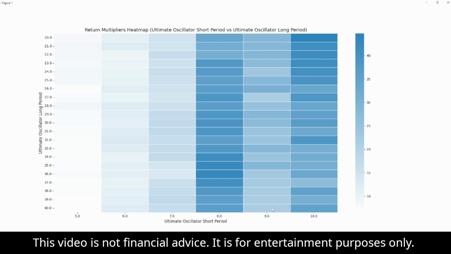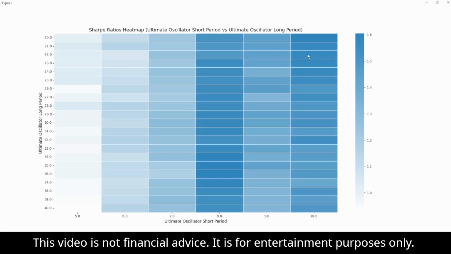So for the backtest, I've selected 9 and 22, this cell, as you can see. I didn't choose the bluest cells, so I didn't cheat for this, because of course it's always easier in hindsight to select the best strategy parameters. But here we are in a bluer area, and this is the same for the Sharpe ratios. So this is about the best area.